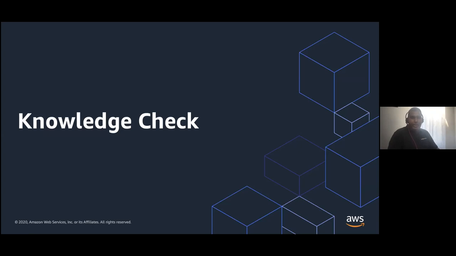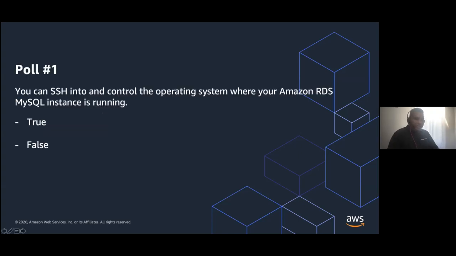You should see something come up on your screen, right? And the questions will be on the screen. So the first question, let me know if you can see the first question on the screen. Yes. Okay. So the first question is: you can SSH into and control the operating system where your Amazon RDS MySQL instance is running.